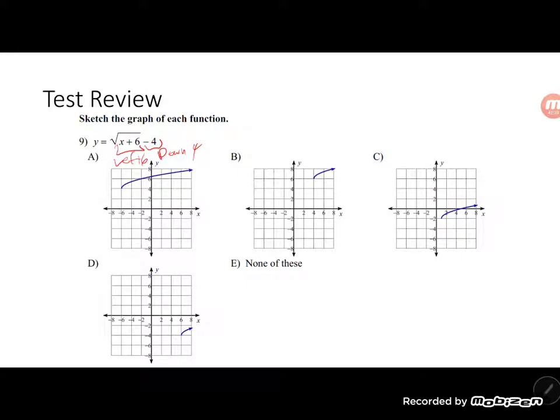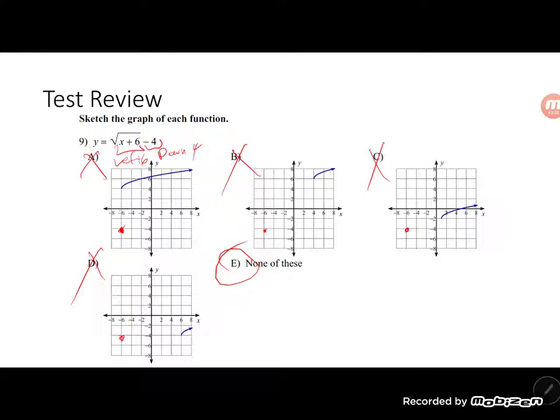So I'm going to go left 6 and down 4, and I definitely don't see a vertex right there. Left 6 and down 4. Still don't see a vertex there. So far, eliminating a lot of them. Left 6, down 4. Nope. And you're going to see it also doesn't work for this one. So this is where multiple choice kind of made our life really easy, and we're going to know that this is definitely going to be none of these.